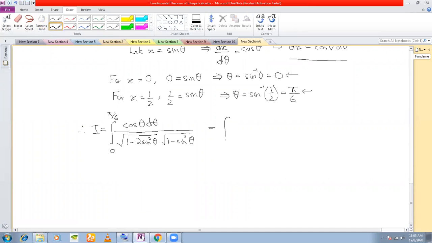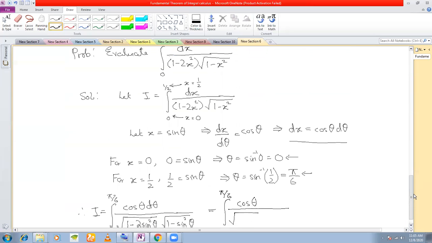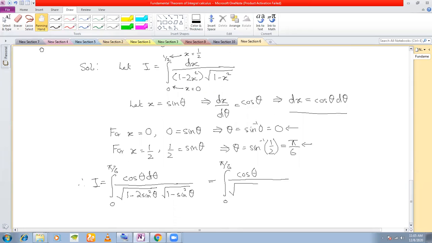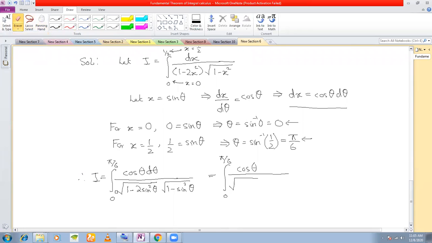Now let us simplify. Integral 0 to pi by 6, cos theta by root over 1 minus 2 sine square theta. Is there a radical here in the question? 1 minus 2 sine square, is it under radical? No, sir. So it is not under radical. The radical was a mistake.